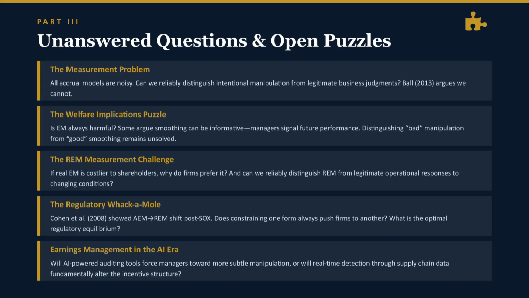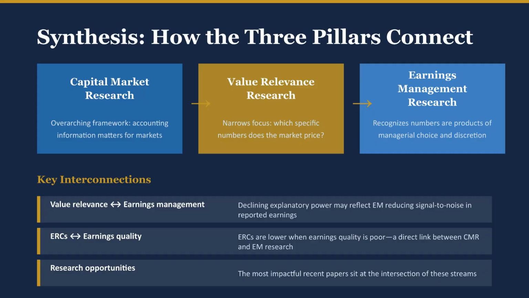Although presented as distinct streams, these three research areas are deeply interconnected. Capital market research provides the overarching framework by demonstrating that accounting information matters for market participants. Value relevance research narrows the focus to specific accounting numbers and asks which ones the market prices. Earnings management research recognizes that the numbers being priced are not exogenously determined, but are themselves the product of managerial choices, discretion, and sometimes manipulation.